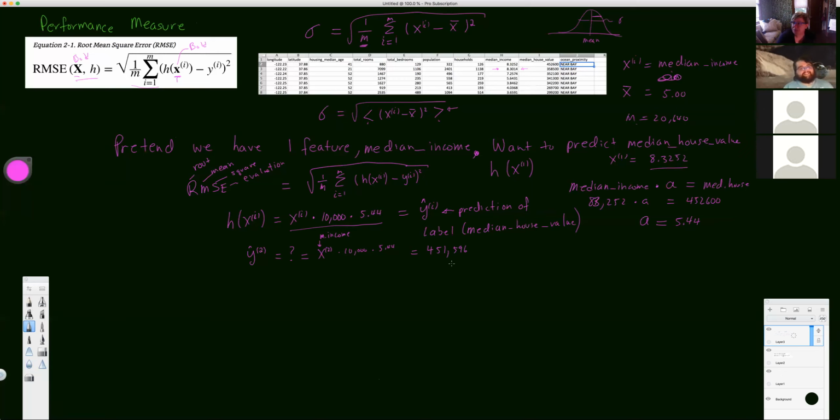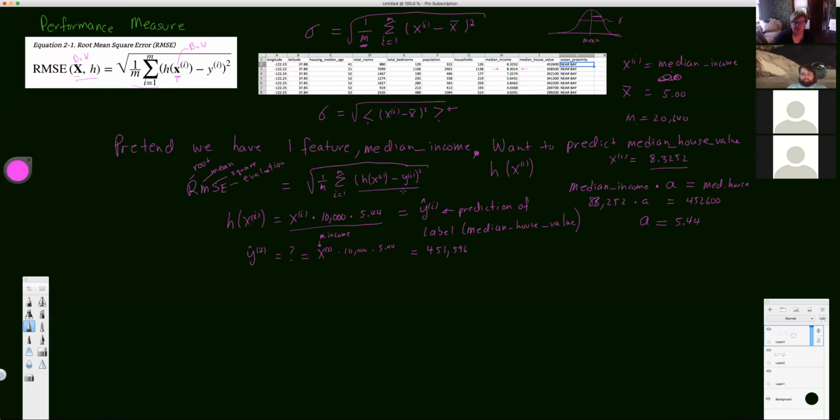So it didn't do great because our model is terrible. We only used one data point to try to do anything with it. We just said, let's take the first data point and figure out what we have to multiply that median income by to get the house value, and that was our model. It's really terrible. We can go through this calculation just for that one point and figure out the difference.